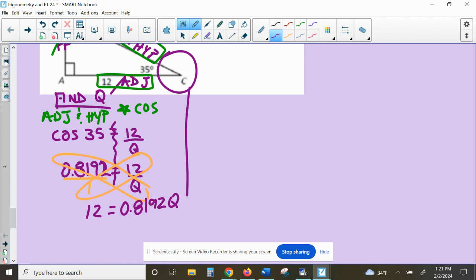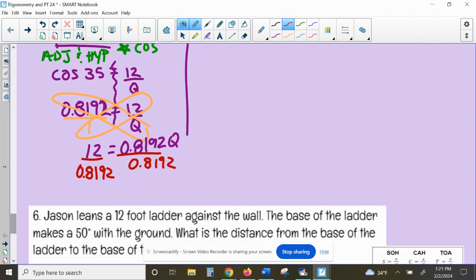And then how do I get Q all by himself? Divide both sides by that mess of numbers, right? So divide by 0.8192 on this side and divide by 0.8192 on the other side. And we will get Q to equal something.